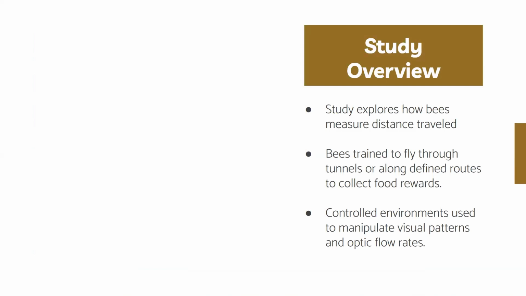In this study, bees are trained to fly through tunnels or along defined routes to collect food rewards. And these controlled environments are going to use manipulated visual patterns and optic flow rates.